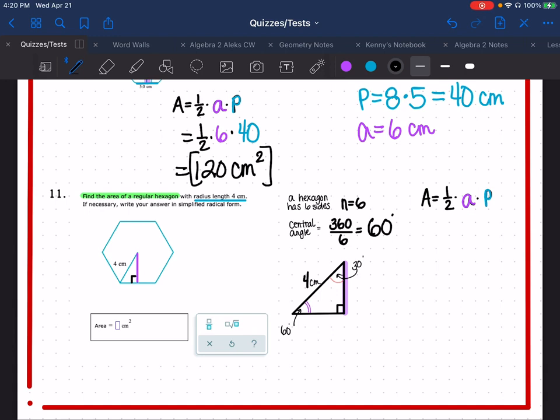In my 30, 60, 90 triangle, I'm going to use a pink color. I know that the short leg is here between the 60 and the 90. I know that the long leg is here between the 30 and the 90, and I know that this is the hypotenuse. I also know that the short leg is A, the long leg is A times the square root of 3, and that the hypotenuse is 2 times A.